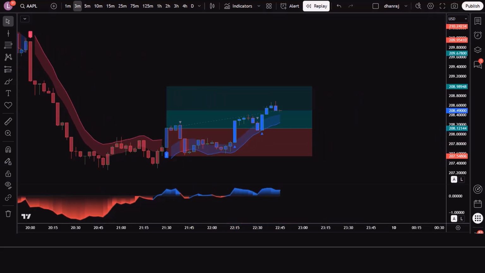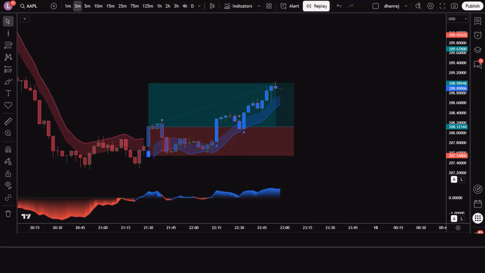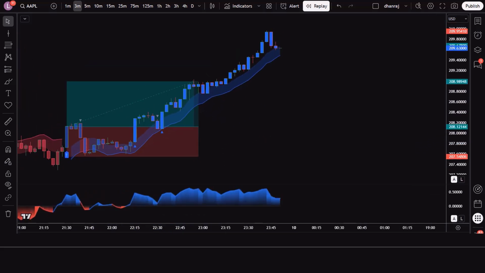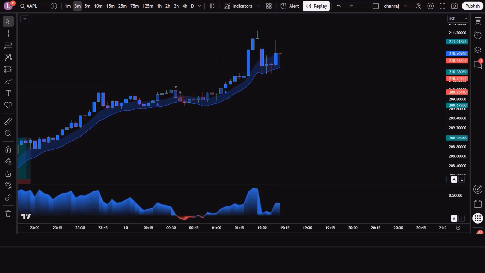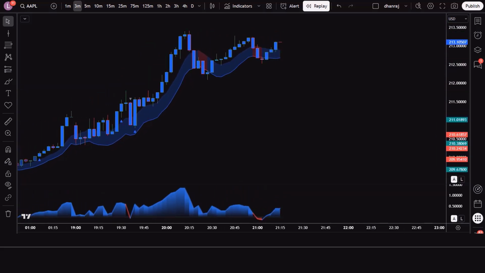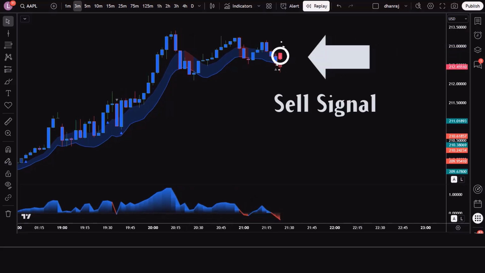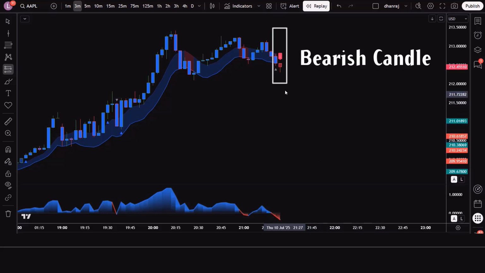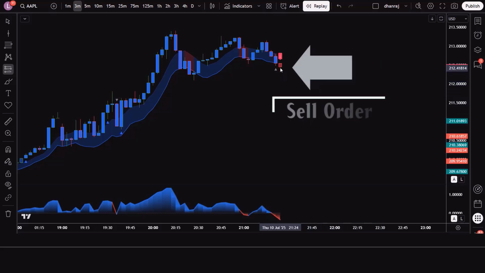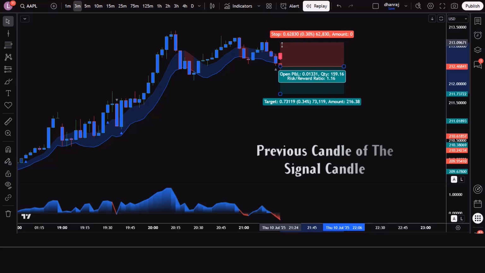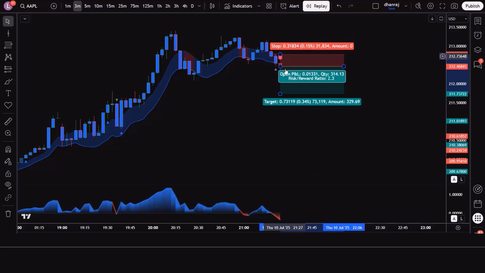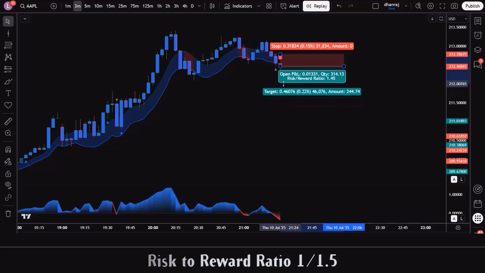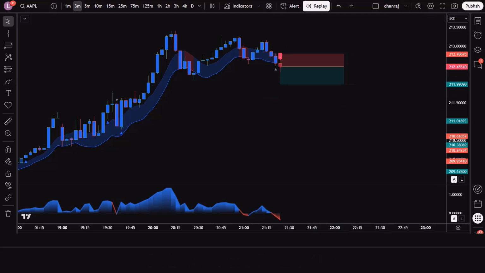Our trade is running in profit. We have won the trade. Let's find the next trade. We have got the signal. Here the market structure algo indicator gives us a sell signal. Here the chandelier exit oscillator is in the bearish zone. Here the market has made a bearish candle to give confirmation. So all our conditions are being fulfilled. So we are placing an order to sell. Our stop loss is to be placed at the previous candle of the signal candle. And the risk to reward ratio will be 1:1.5. Let's see what happens to our trade.